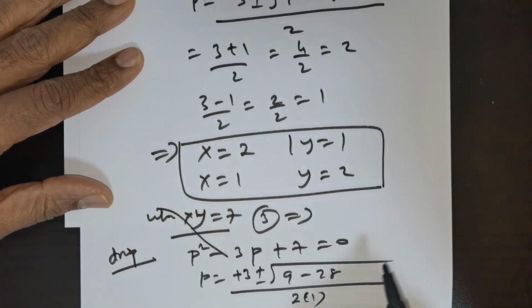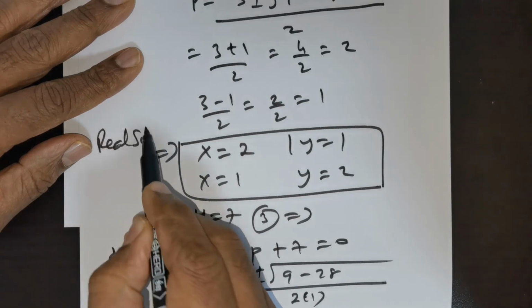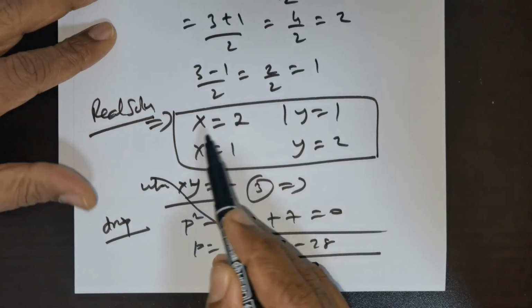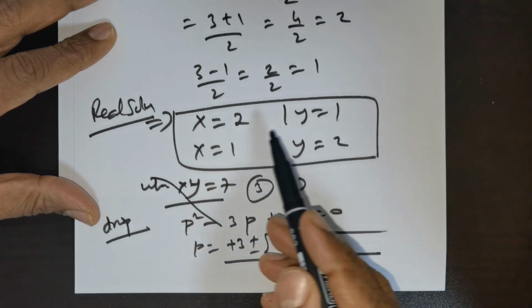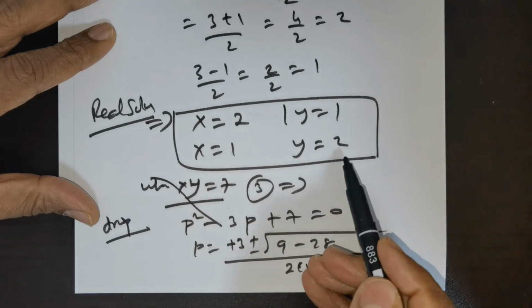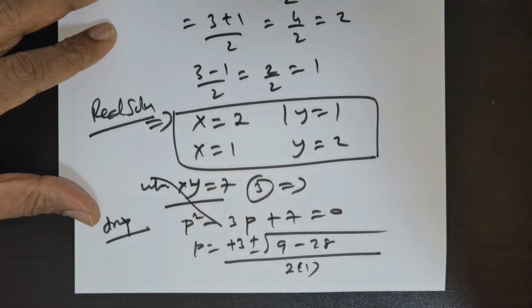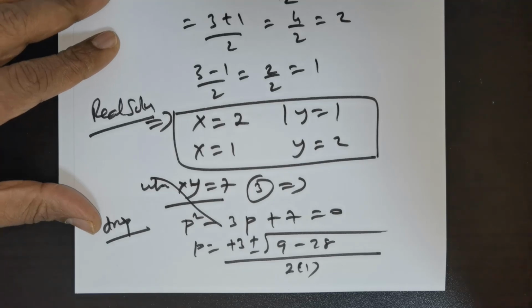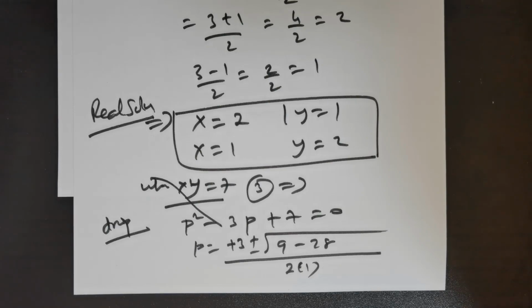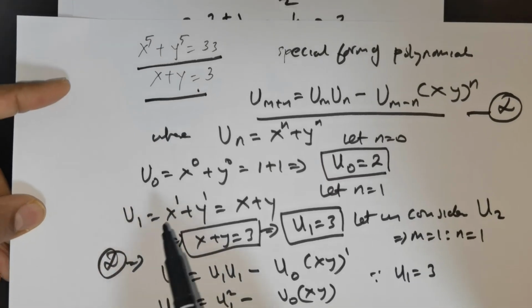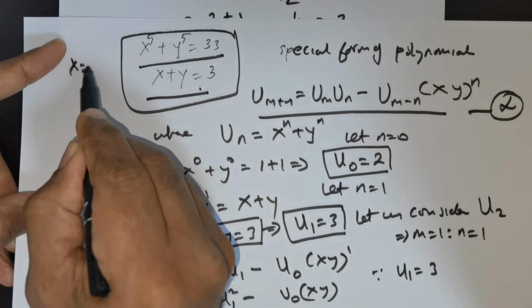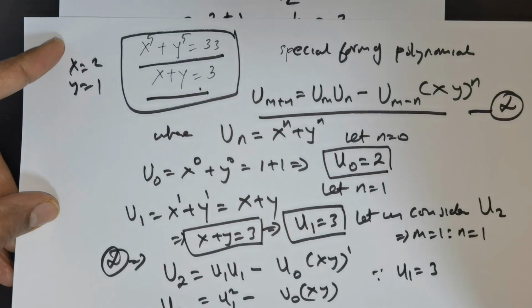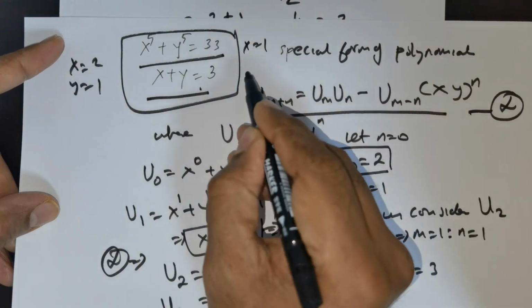So what are the solutions? This is the real solution. So real solutions for this particular system is x is equal to 2 and y is equal to 1, right? So the other one is x is equal to 1 and y is equal to 2. Okay, so these are the only real distinct solutions for this particular system. So this is a system that is given, and for this system, x takes the value 2, y should take the value of 1. On the other hand, when x takes the value of 1, y should take the value of 2.